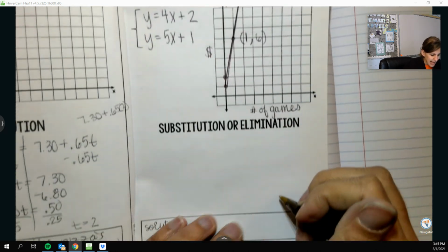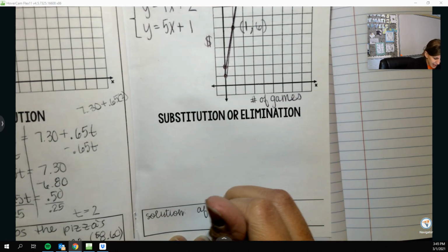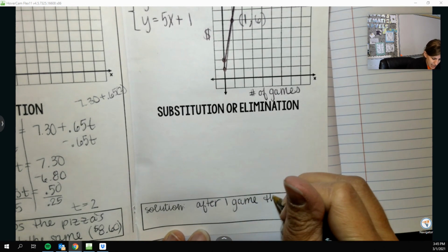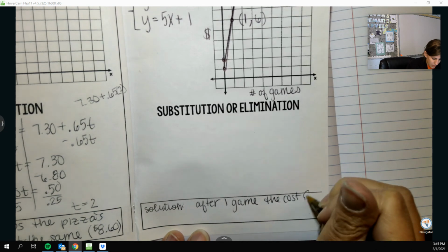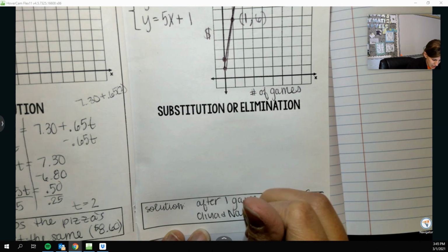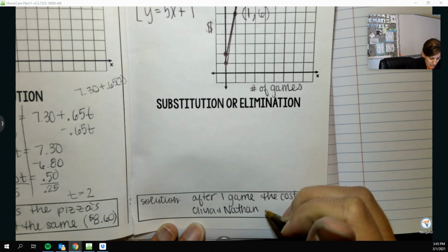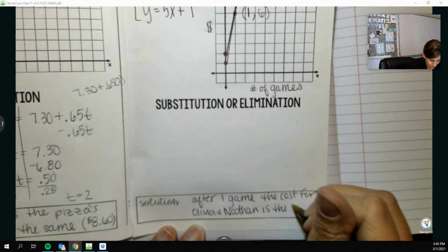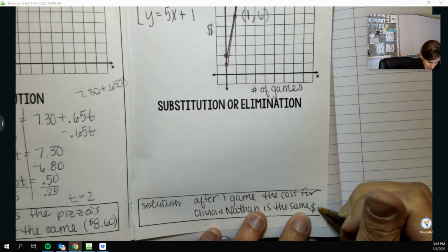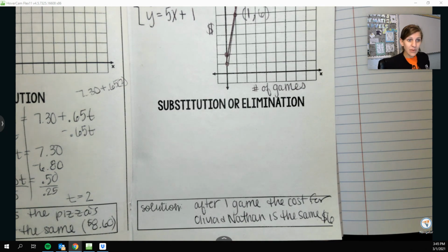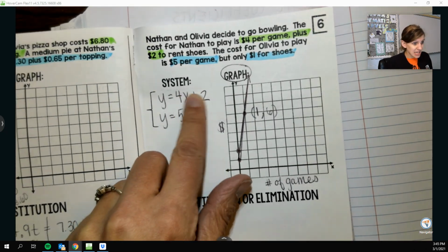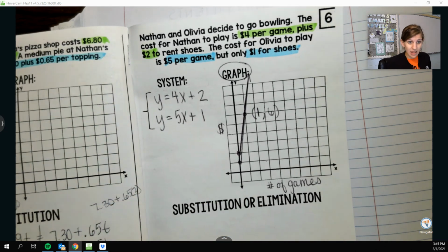This means that after one game, the cost for Olivia and Nathan is the same, and the cost is $6. Right? And we can kind of make sense of that too. Like if I play one game, it's $6.